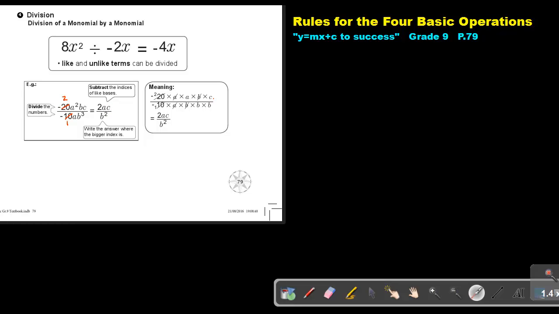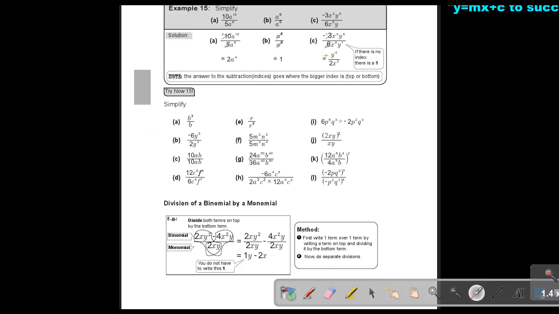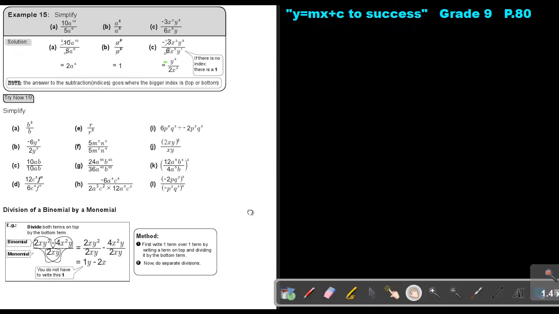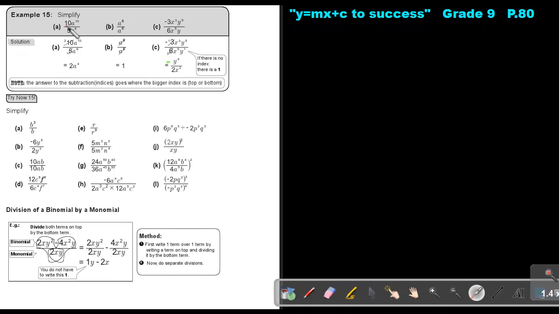Okay. Let's go to a few examples. So if I look at these examples, again, 5 can go in 1 time, 5 can go in 2 times. Where's the big amount of the A's? On top. So I write the A on top and I say 10 minus 6, that is 4, and that's my final answer. If it's exactly the same, everything cancels out and I just write 1.